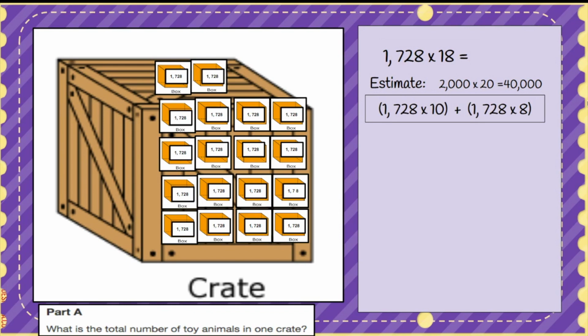So now I have 1,728 times 10 plus 1,728 times 8 because I decomposed 18 into 10 and 8. And the reason I did that was because I know that 1,728 times 10 is 17,280 because the digits increase by one place value when you multiply by 10. So now what I have to multiply is 1,728 times 8. And I'm going to use partial products.